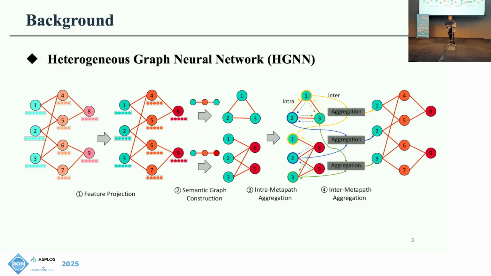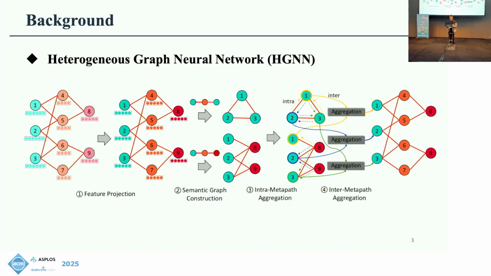The next is the heterogeneous graph neural network, HGNN. HGNN uses the metapath to capture the rich semantic and structure information in heterogeneous graph. It usually involves 4 steps. First, feature projection. It maps all vertex features into a uniform dimension.